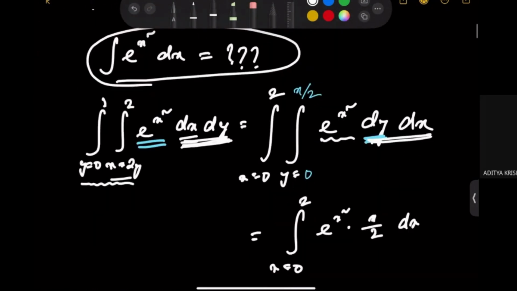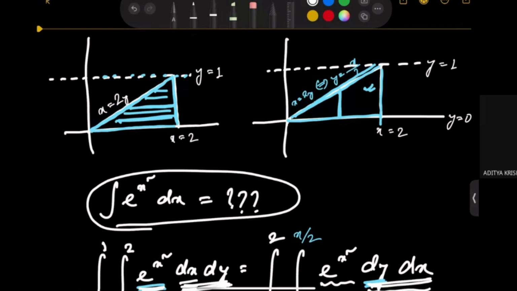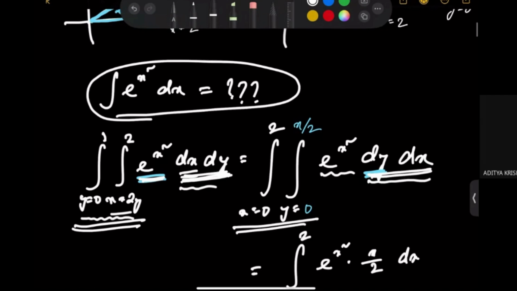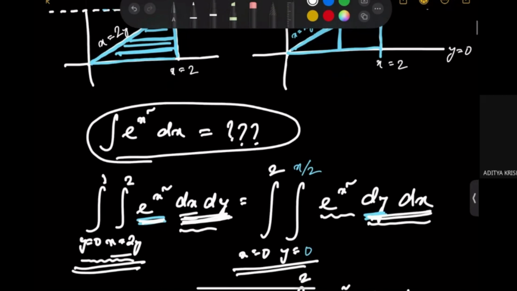So the main idea is that if you get a function like this, which is hard to integrate, then maybe try to change the order of the integration. And when you're trying to change the order, make sure that you are putting the limits correctly, because the previous limits were this. Now I have changed the limits. That is the only thing you have to be careful about when you are doing something like this.